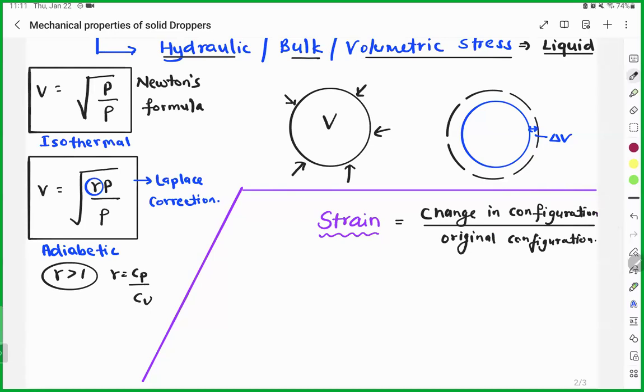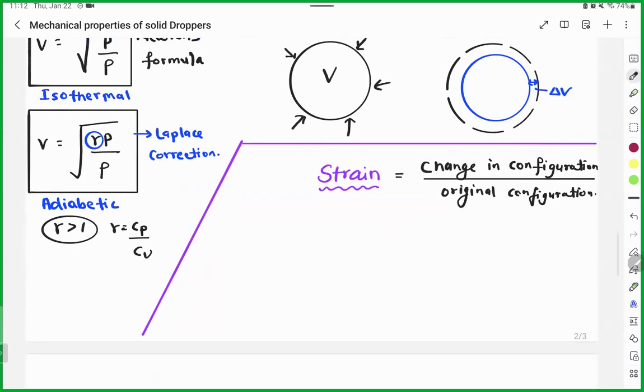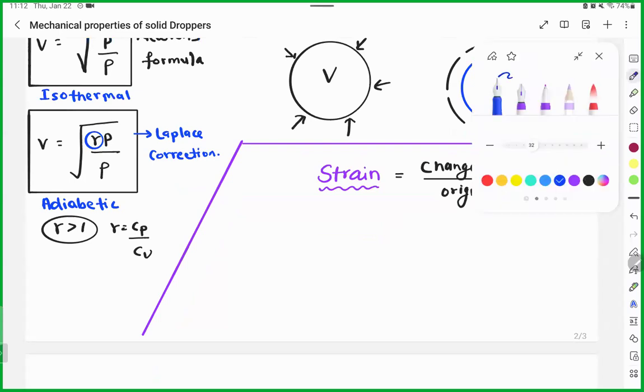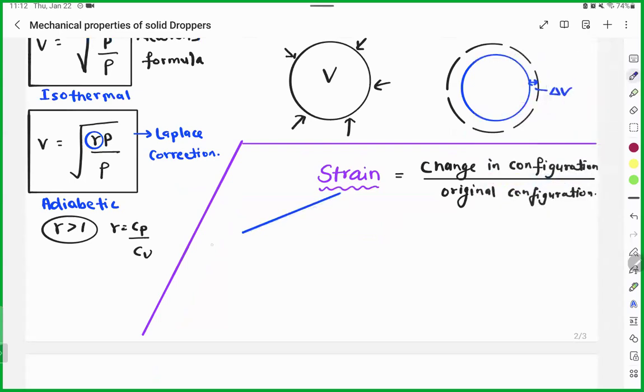If you are applying force, what is it responsible for: change in length, change in volume, change in some angle, correct? Based on this, you have three types of strain. One is longitudinal, as the name suggests, strain in which length will change. So this will be equal to delta L by L, because length is changing. Longitudinal means related to the length.